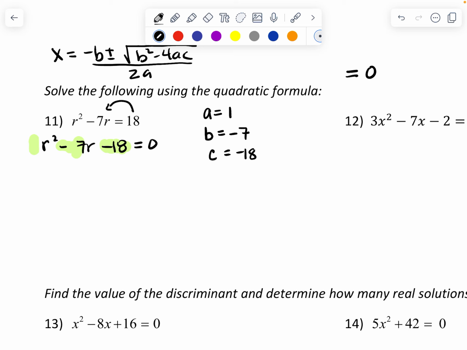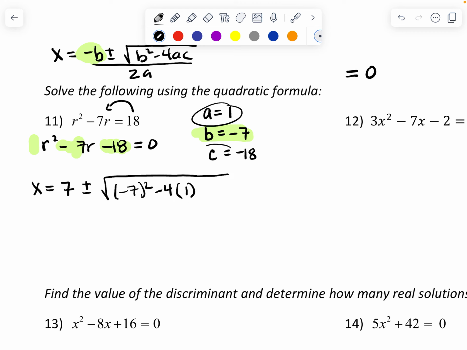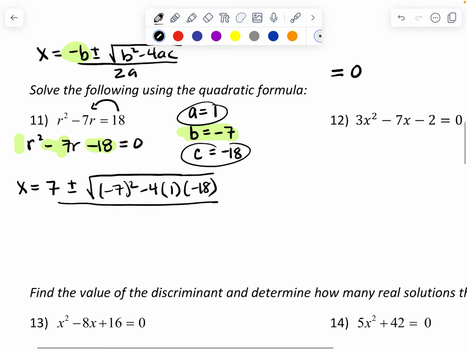Okay, so plugging that in, we're going to get x equals. Now the first tricky part here is this negative b. If I want to make b negative, that means I'm making it negative again. So it's actually going to be a positive 7 plus or minus the square root of b squared. So it's going to be negative 7 squared minus 4 times the a is 1 and the c is negative 18. And that's all over 2 times a, which is 1.